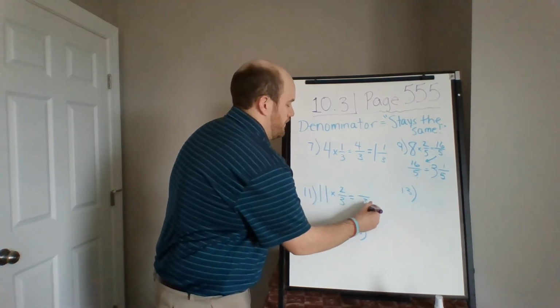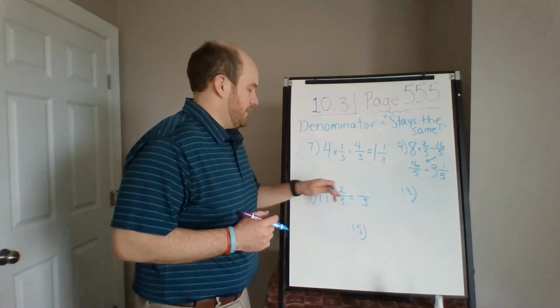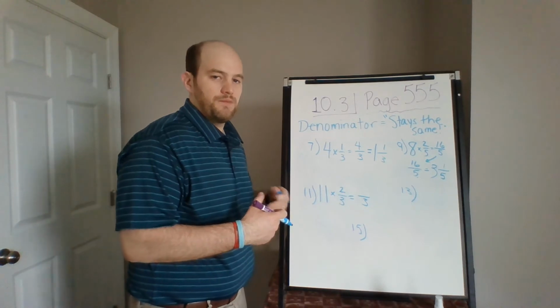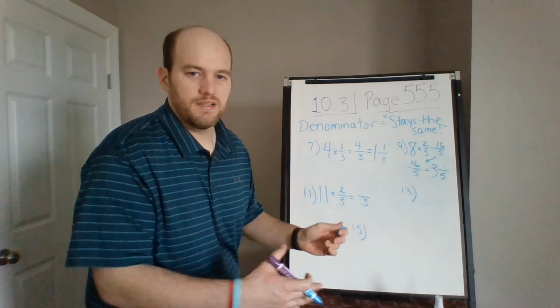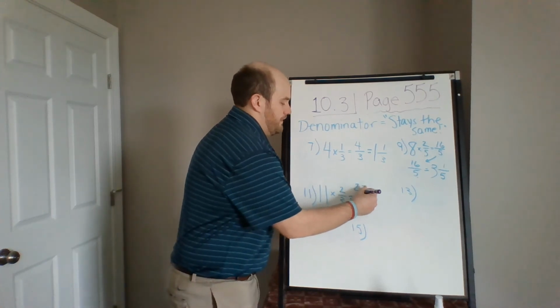All right, so 11 times 2/3 for number 11. Okay, what's 11 times 2? Well, 11 times any number is that number twice, right? If it was 11 times 7, it's 77. 11 times 9 is 99. So 11 times 2 is 22.